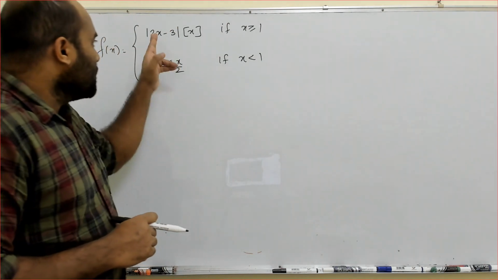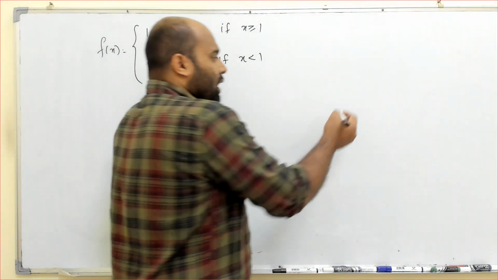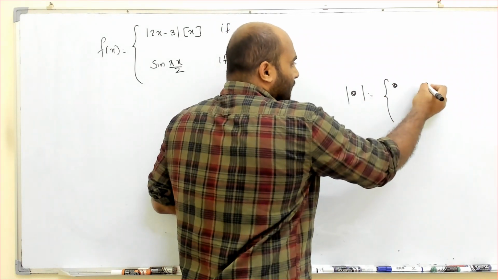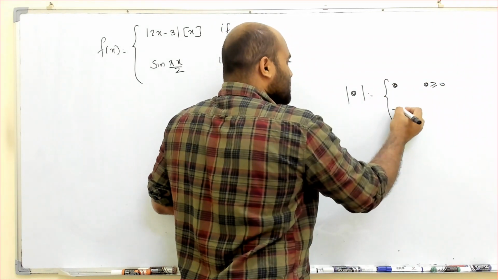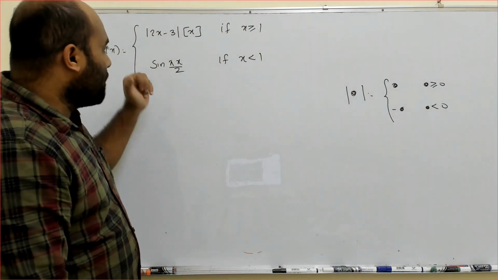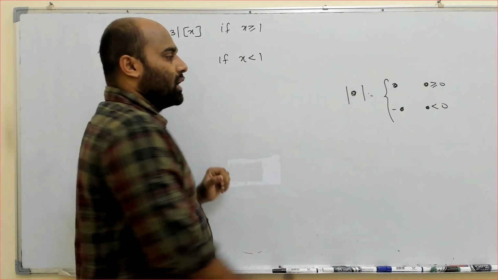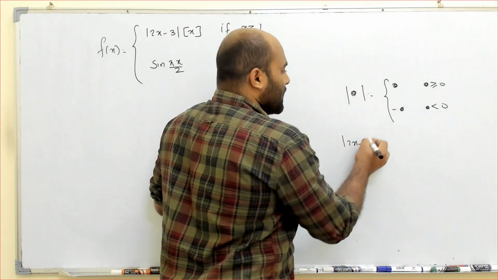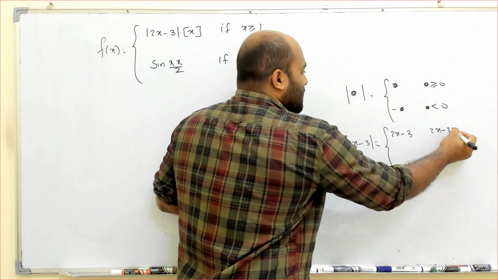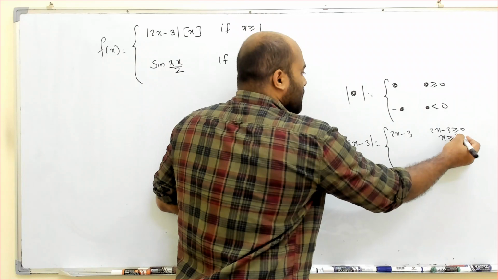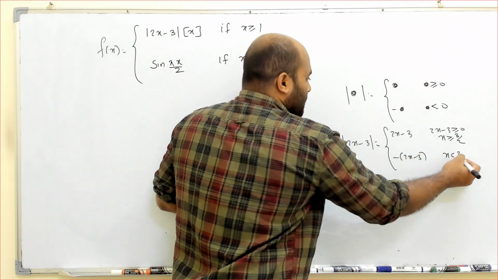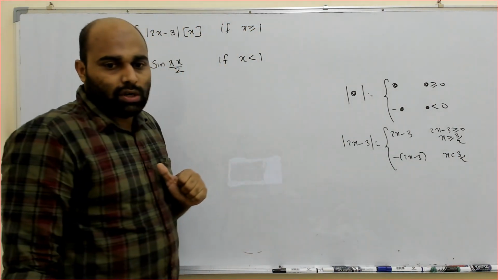I'll tell you the modulus definition, I already told you that one. Mod of something is the same thing if that thing is greater than or equal to 0, and minus of it otherwise. So in this case we have mod 2x minus 3. Mod 2x minus 3 can be 2x minus 3 if 2x minus 3 is greater than or equal to 0, which means x greater than or equal to 3 by 2, or minus of 2x minus 3 if x is less than 3 by 2. This definition is very important.